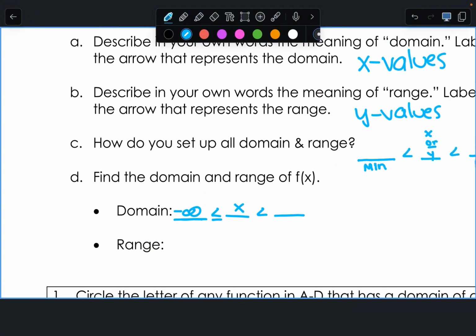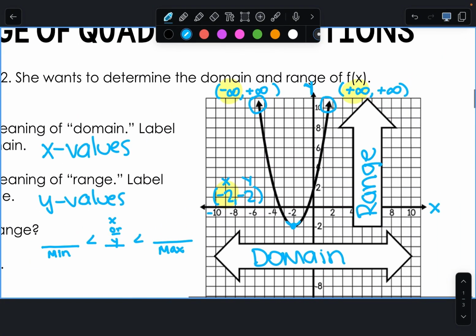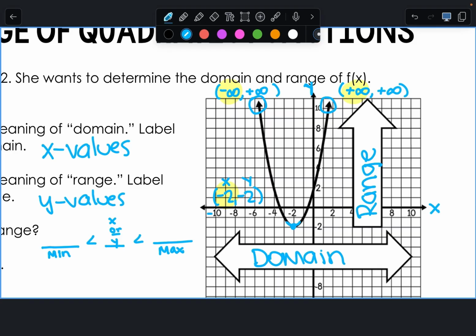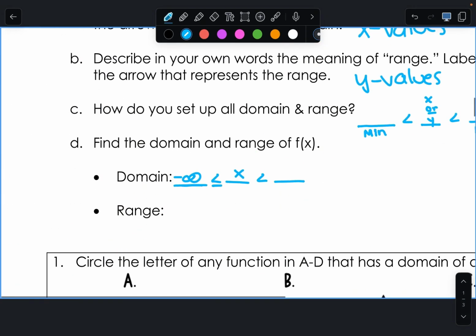Now, we go with the max. What is the largest X value? Positive infinity. Okay? So whenever you have infinity on both sides, that means that the answer is all real numbers. But just because domain has all real numbers doesn't mean the range will be all real numbers. That happens with linear, but it doesn't happen with parabolas. The reason is that peak or that valley.